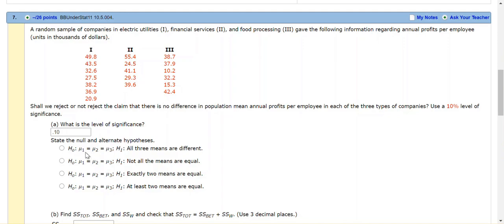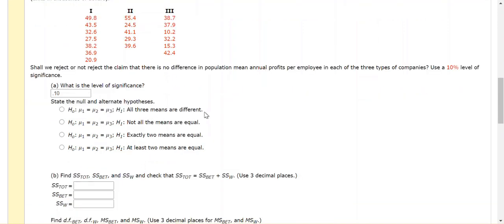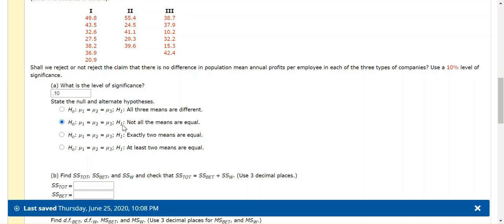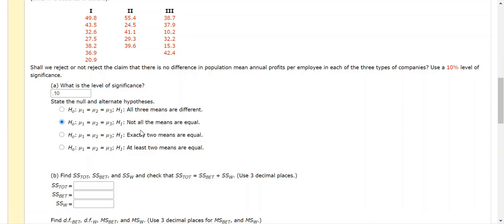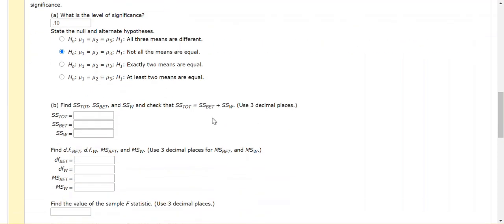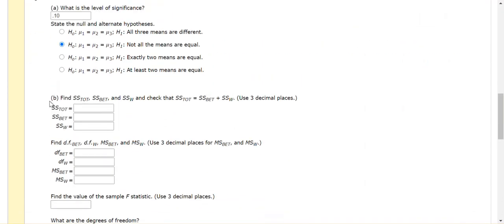So here for H0, all of them are equal, and the alternative is that at least one is different. That all 3 means are different, that's not it. Not all the means are equal. Exactly 2 means are equal, that's not it. At least 2 means are equal, that's not it. So H0 is that they're all equal, and H1 is that at least one is not equal, or not all of the means are equal. All right, so let's move on to part B.